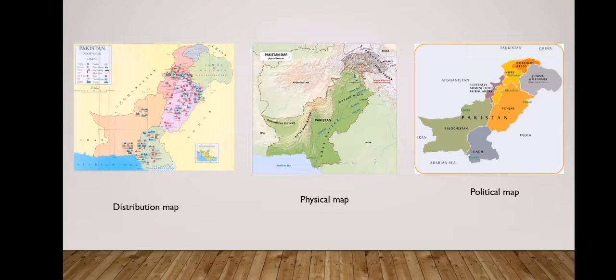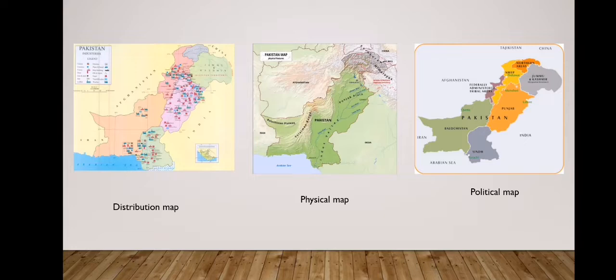The image in the middle of this picture is physical map that shows geographical features, or in other words, physical landforms such as mountains, plateaus, plains, and deserts. It also shows water bodies such as rivers and lakes with different colors.